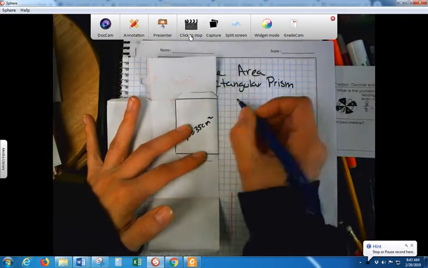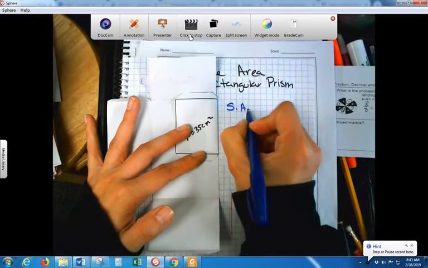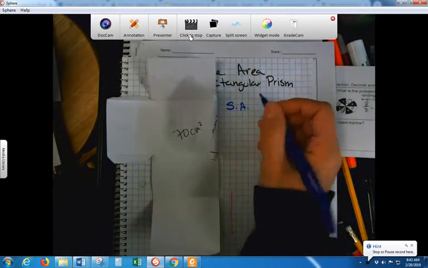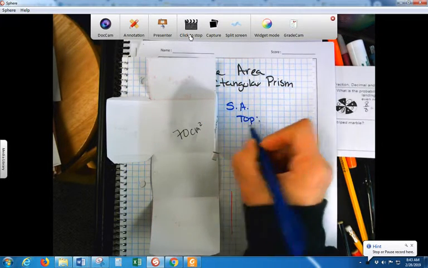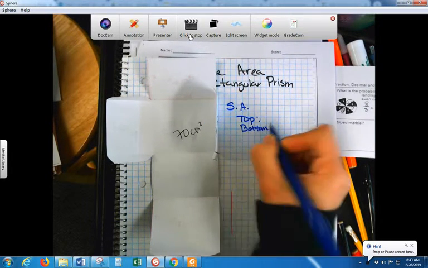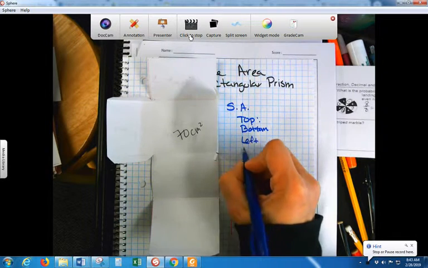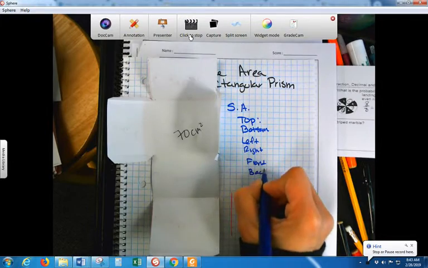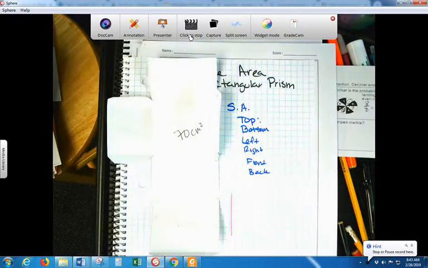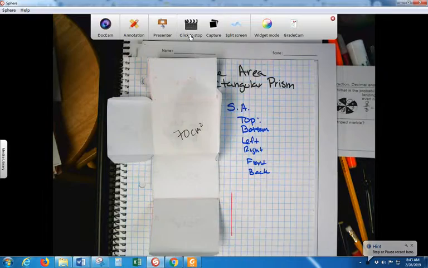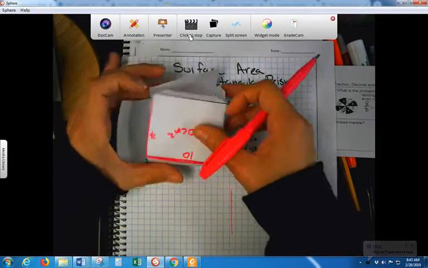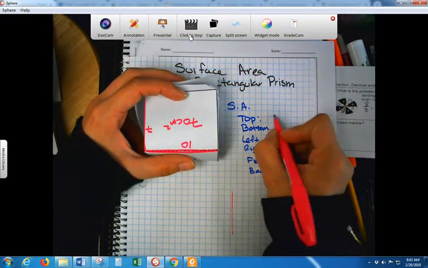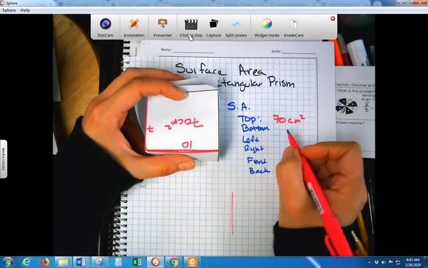So, surface area, which I will abbreviate SA. So, we can go top, bottom, left, right, front, back. Okay? So, let's see it. What's the area of the top? 70. Therefore, what's the area of the bottom?